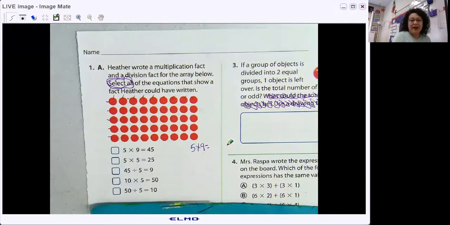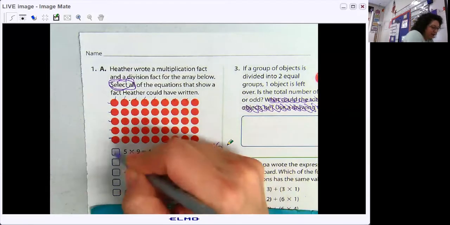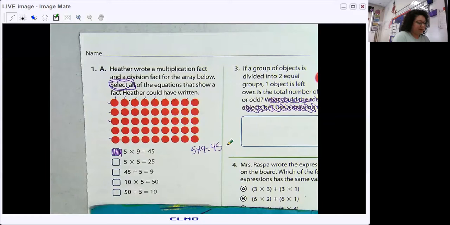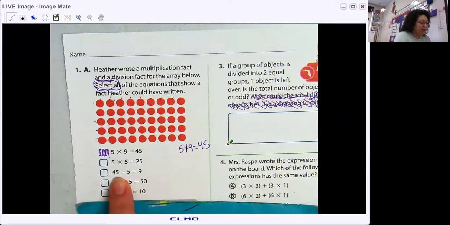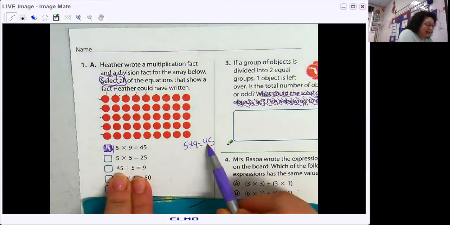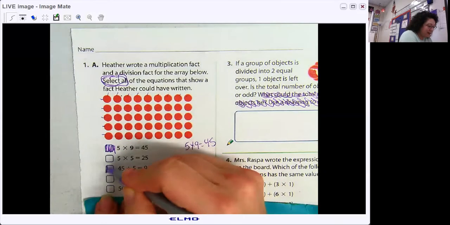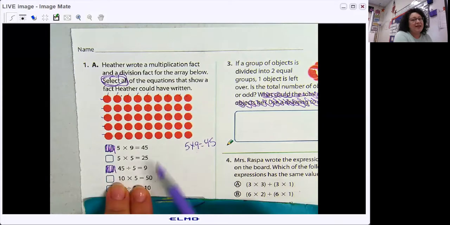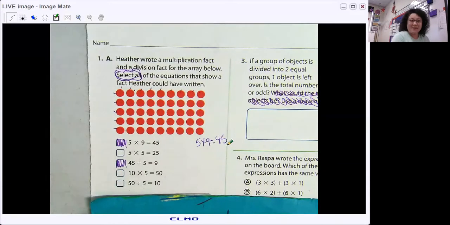And anything times 9, 45, right? Or I could have skipped counting by 5. So I know the first one is correct. 5 times 5 is 25, but that doesn't match our array. 45 divided by 5 is 9. Fact family, 45 divided by 5 is 9, or 45 divided by 9 is 5. 10 times 5 is 50, doesn't match our array. And 50 divided by 5 is 10, but it doesn't match our array. So you should have had these two choices.